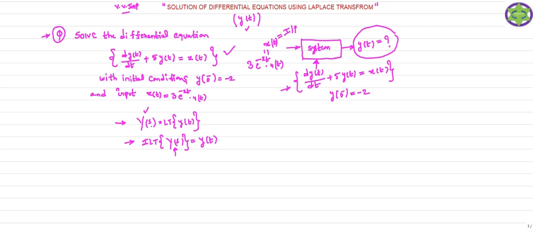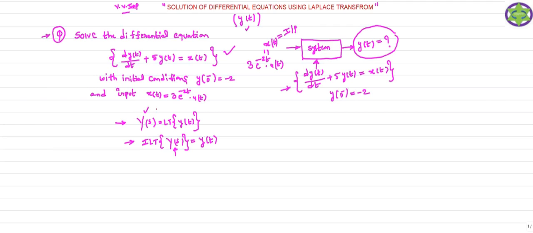So how can you find capital Y of S? You can find capital Y of S using the input and using the differential equation that is described by your system. So using these two, we have to find capital Y of S.